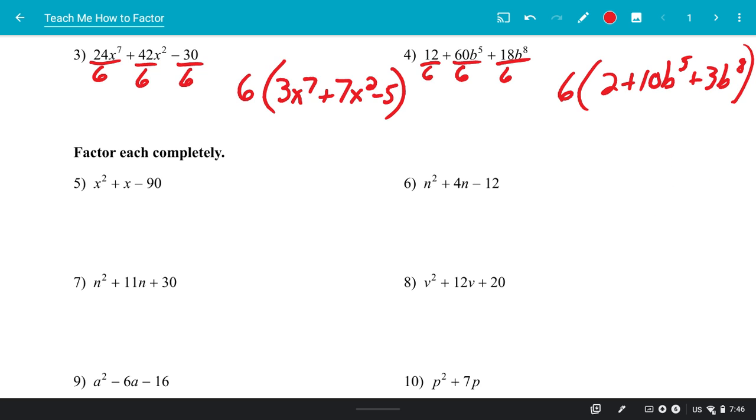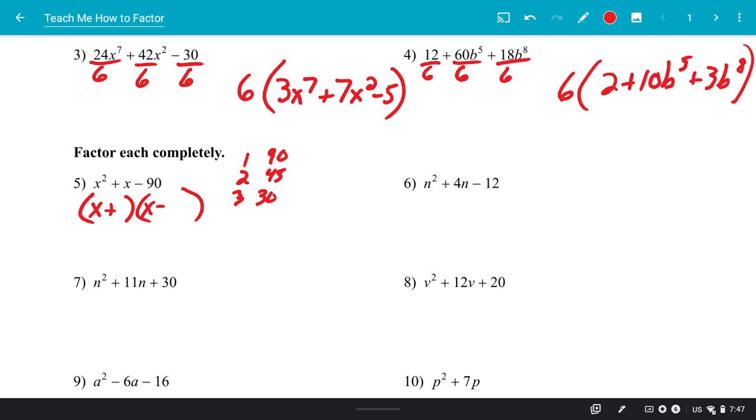Number 5. Is there a GCF? No. Is there a leading coefficient? No. So split in signs. X in each. Signs tell me they're going to be opposite, so a plus and a minus. Factors of 90. 1 and 90. 2 and 45. 3 and 30.